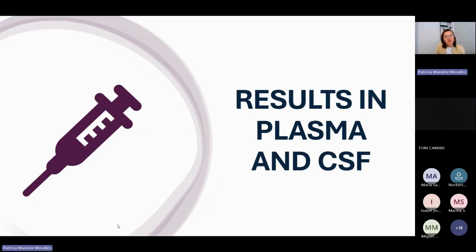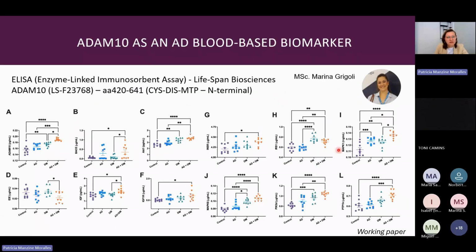And what about our results in plasma and also in CSF? Marina Grigoli studied this and saw that ADAM10 was increased in elderly individuals with type 2 diabetes compared to the control group. These levels were even higher in the plasma of participants with the presence of both pathologies.